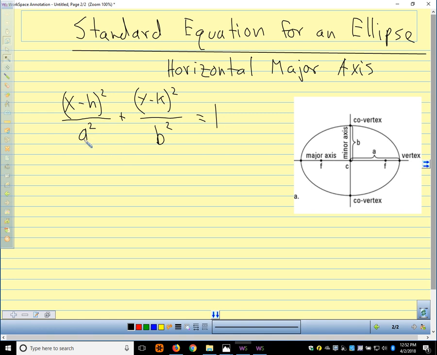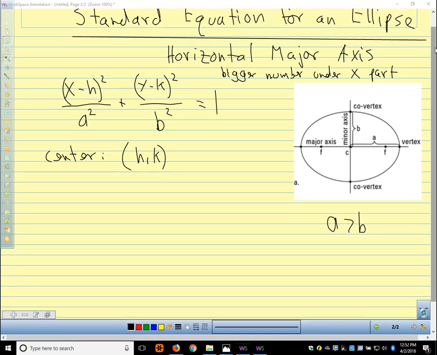So it's a lot like the equation of a circle. The way that we can tell that our major axis is horizontal: a is bigger than b. The bigger number is under the x part. a is the bigger number, a squared is going to be bigger, it's under the x part. That tells us that we have a horizontal axis. Our center is at the point (h, k), just like a circle, and is very similar to how we describe the vertex of a parabola.